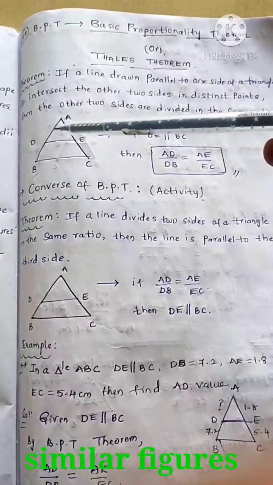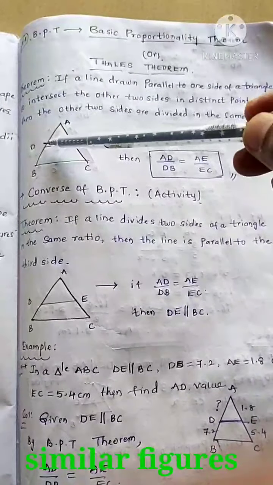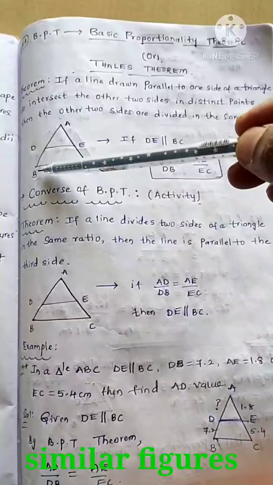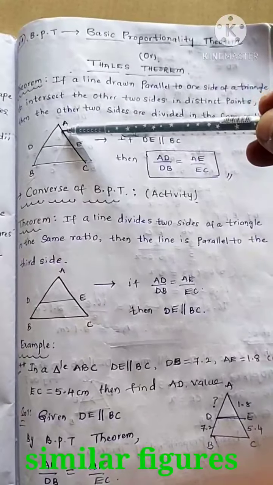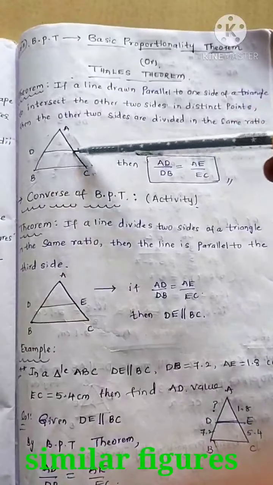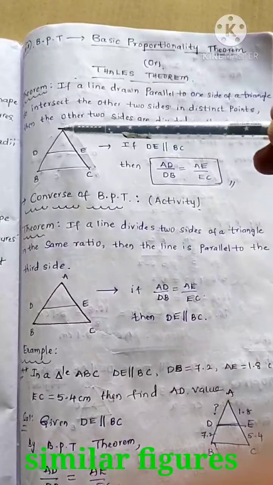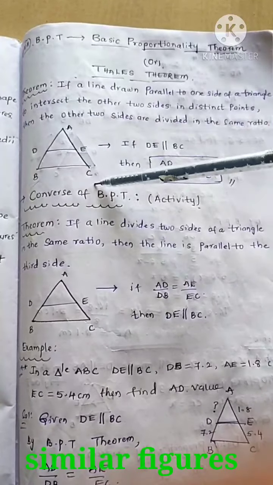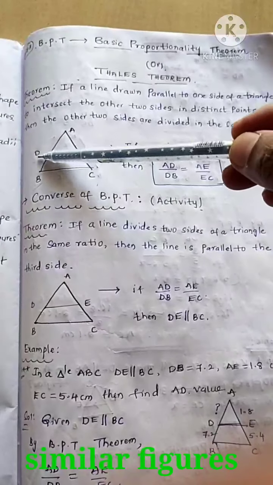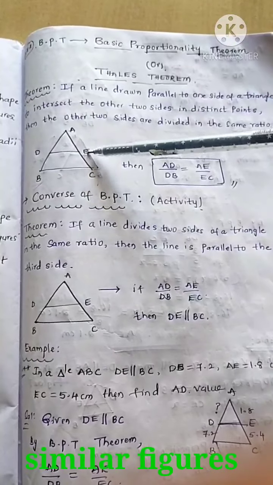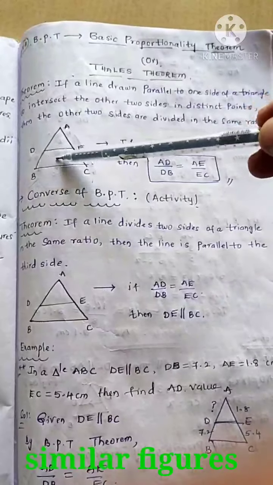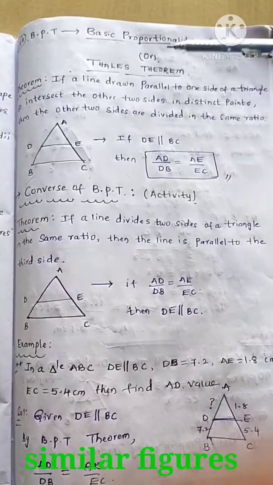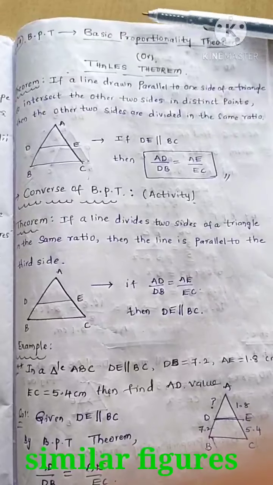Observe, here ABC is a triangle, DE is parallel to BC, and the points D and E are on the two sides. Now if DE is parallel to BC, then these sides are divided in the same ratio. How? AD by DB is equal to AE by EC. Taking the parallel condition and writing these proportional conditions is called the BPT theorem or basic proportionality theorem.